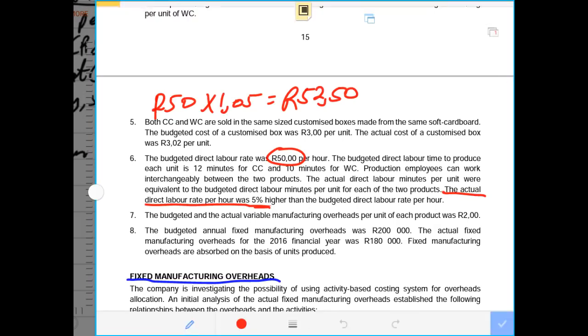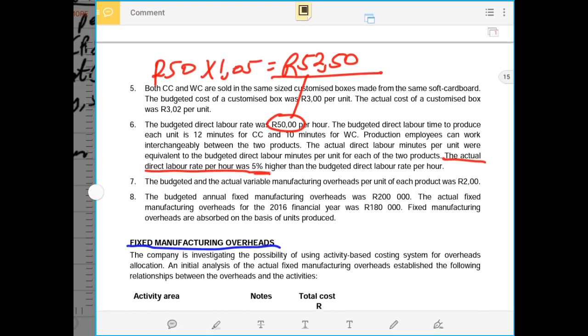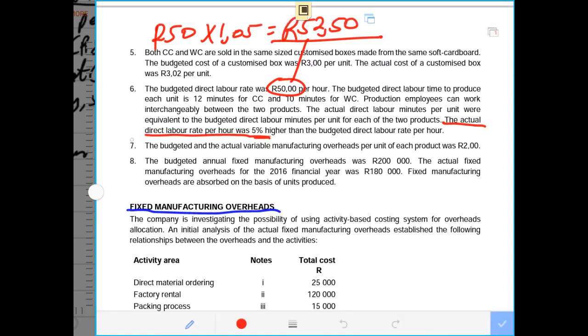So now we will compare the actual with the budgeted, and we can see that there is a variance, and we have to multiply that by the actual hours that were spent to manufacture the given products. Then I will remind you about that when we do the variance on the labor rate, because there's a variance on the labor rate. Then after we go to number 7.